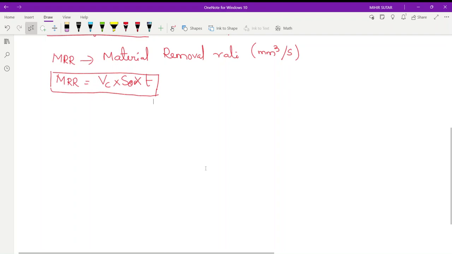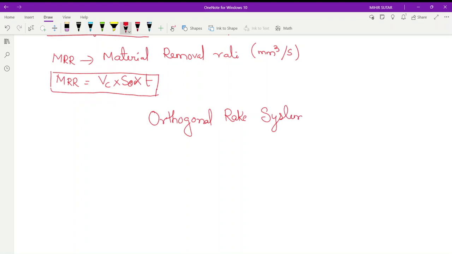Like in the ASA system, we had three axes and three planes. First one was the reference plane. The reference plane is the plane which is perpendicular to the velocity vector. Here also, in the ORS system or orthogonal rake system. The ASA system is used for manufacture of tools, and for practical application and machining purposes we use the ORS system.